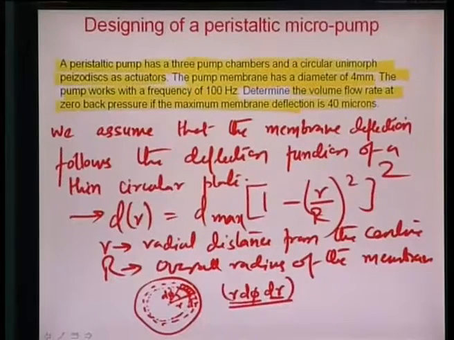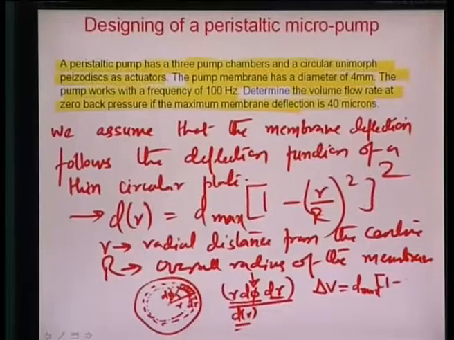So, having said that, we can calculate delta v, the small elemental volume, as this particular element deflects dr, where dr is a function of r, the deflection. We can calculate the total volume delta v by multiplying this area term with the deflection, which is d max times (1 minus small r by capital R squared) squared. That is what the deflection would be, times r d phi dr.